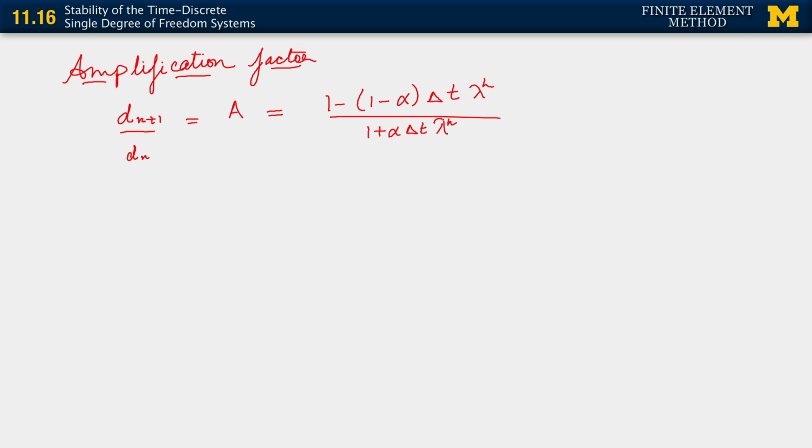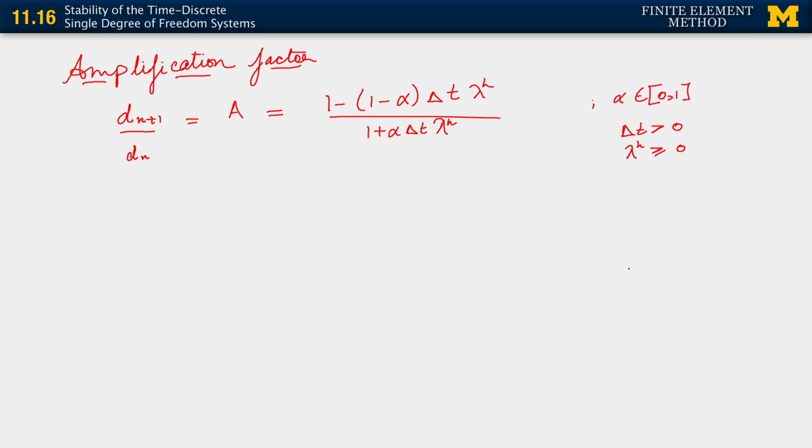Now, what we want to consider is the fact that what we're going to use in our analysis is that alpha lies in the closed interval 0 to 1. Delta t, which is our time step, is greater than 0. And lambda h, we've agreed, is greater than or equal to 0.